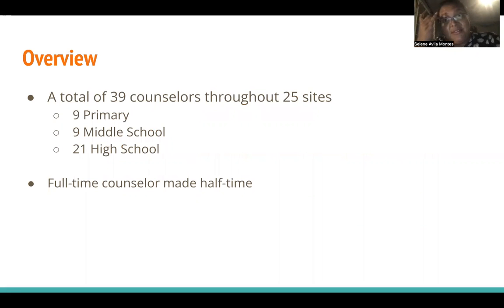Before I get started with explaining what my needs assessment was, just a couple of overview points regarding my district and the number of counselors that we have. We have 39 counselors throughout our 25 sites. We have 9 at the elementary school level, 9 at the middle school level, and 21 at the high school level.